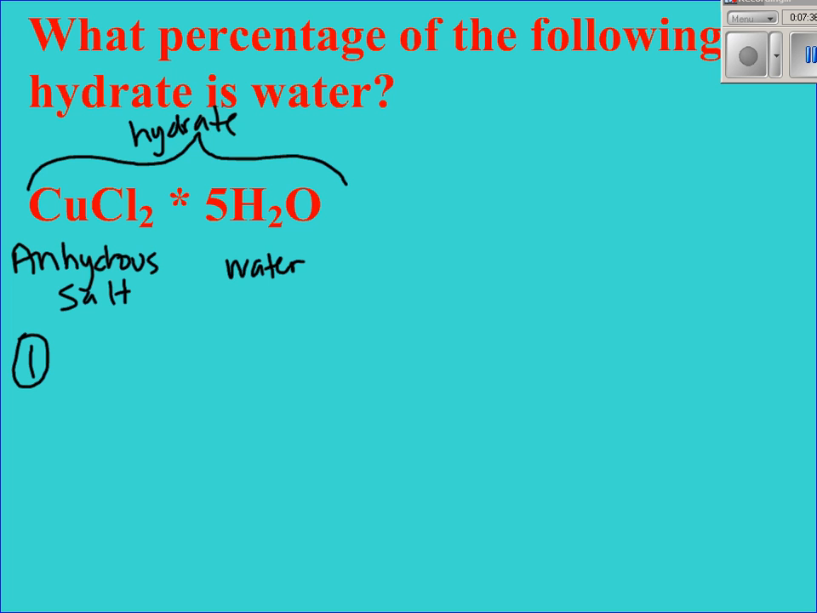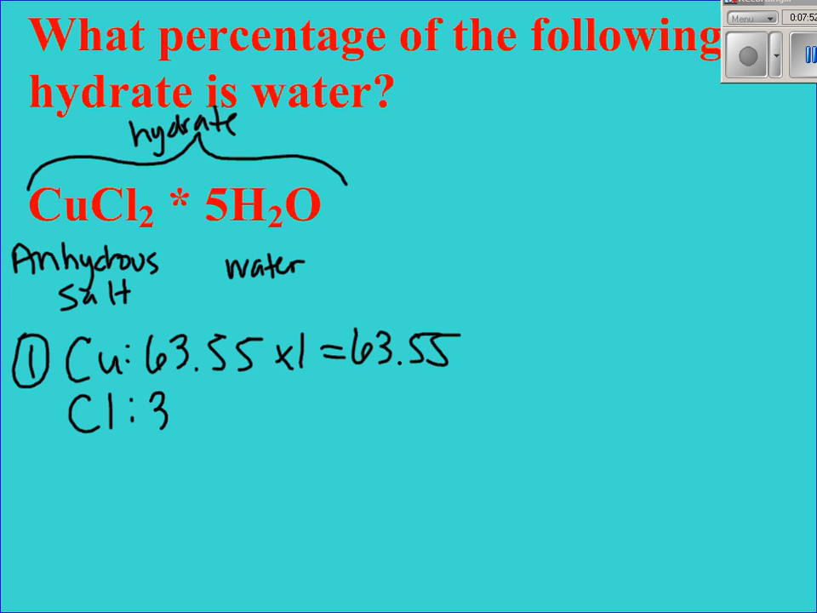All right, let's do that now. We have copper, and copper has an atomic mass of 63.55. Since there's only one, we're going to multiply by 1 and still get 63.55. Chlorine's next. Chlorine has an atomic mass of 35.45. Since we have 2 chlorines, we're going to multiply that by 2, giving us 70.9.